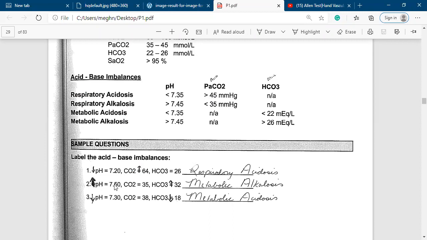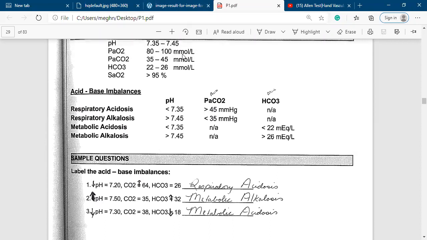Problem number 2, pH is 7.50. It is an alkalosis problem because the pH is more than 7.45. Carbon dioxide is 35, so that is in the normal range.